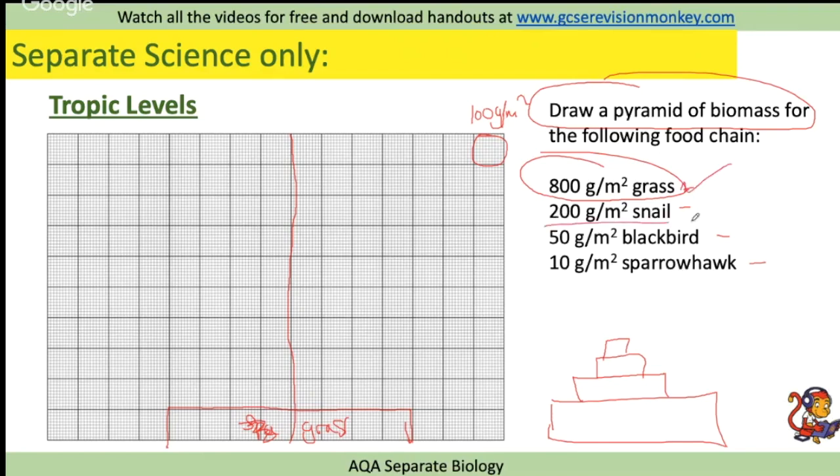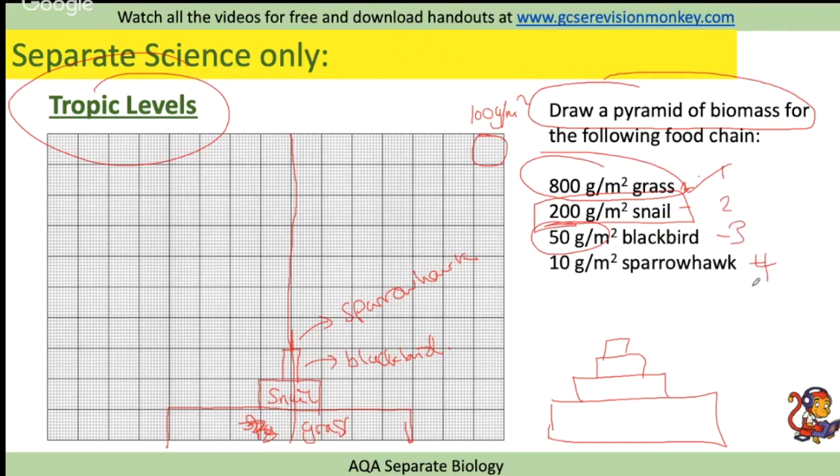Then the next one up is 200 grams per meter squared of snail. So just one either side like that. And that is my snail. And then next one, 50. So I just need 25 on this side, 25 on this side to make my 50. And if my label doesn't fit, I'll put that on the outside. Blackbird. And my sparrowhawk is just going to be 10. So I'll just show that by just a single line up there. And that will be my sparrowhawk. So that's how you draw a pyramid of biomass. And in terms of trophic levels, this is trophic level 1, then 2, then 3, and then 4. So the trophic levels are going up.